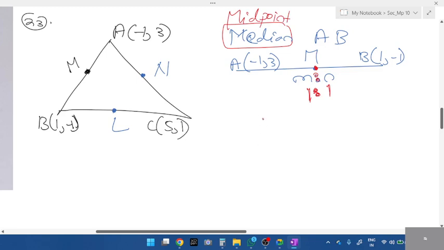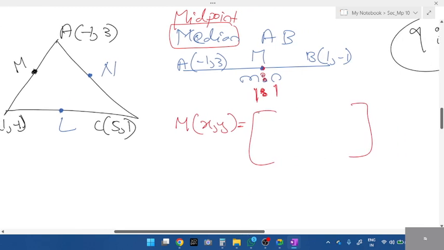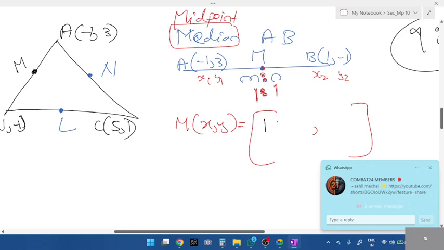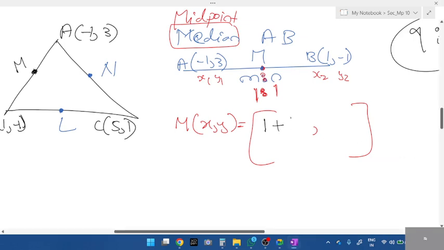Next, median of AB is given. So first let's find the coordinates of M, x comma y. Tell me the answer in one single line. Take this as x1, y1, x2, y2. What is x2? 1. What is y2? x2 plus x1, what is x2 plus x1, divided by 2. Then y2 plus y1 is minus 1 plus 3 divided by 2. Tell me the direct answer.